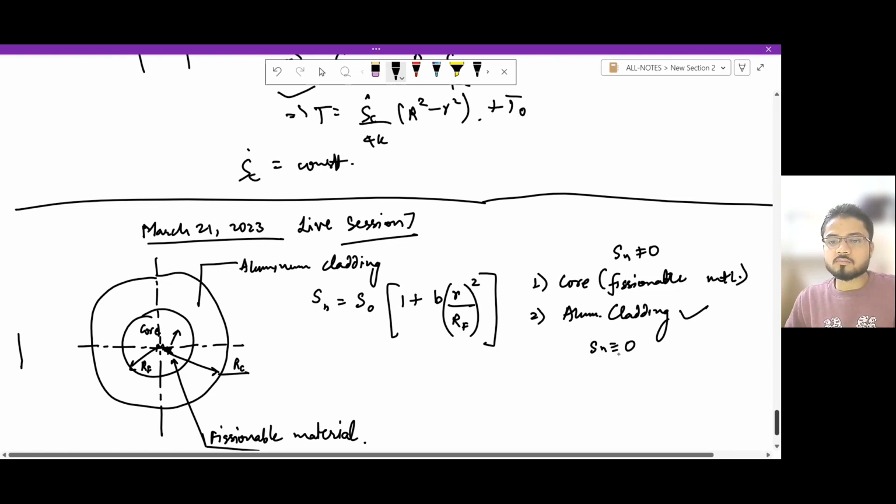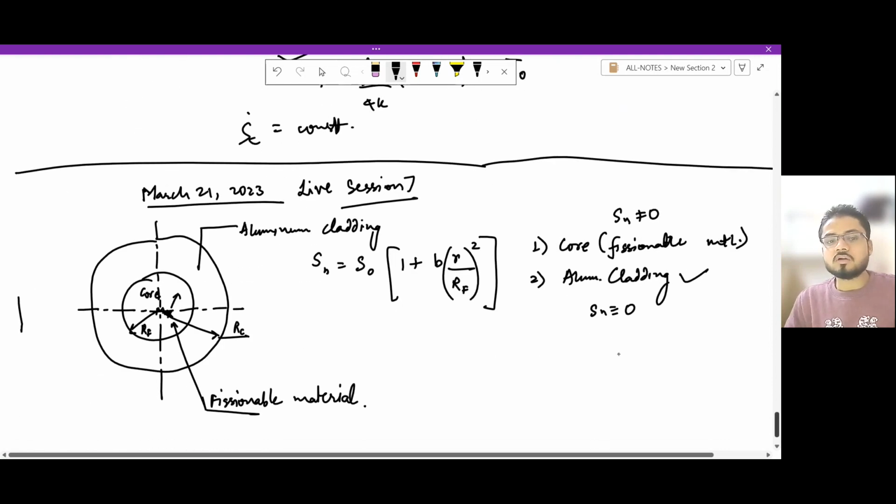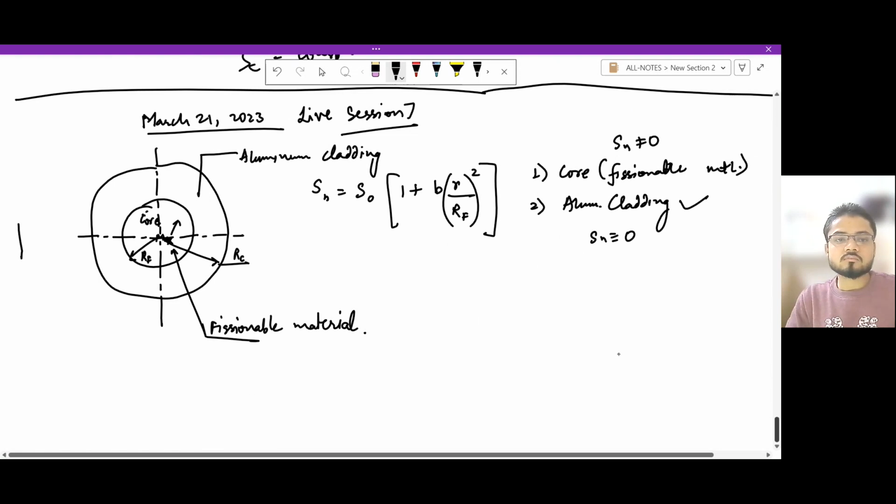So you need to perform two energy balances, one in the core, like this, and the other within the aluminum cladding. Let me just draw this one. Maybe like this. This is one, and the other one, which we just drew, would be 2. Perfect. Here we go. So we should start now.